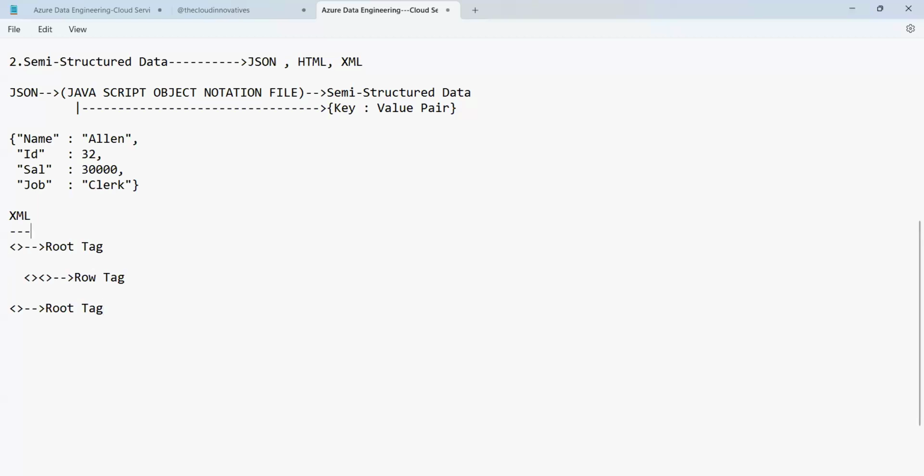Let's try to see the data. What is the difference between the root tag and the row tag? Root tag means the name of the table. What's the name of the table? EMP, it will be there. And first, the root tag.